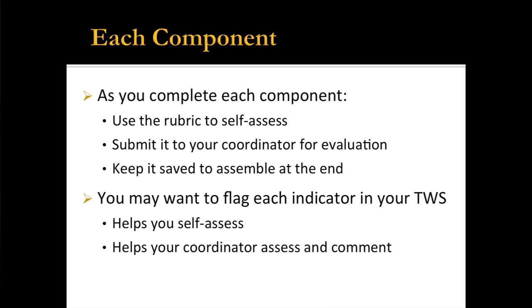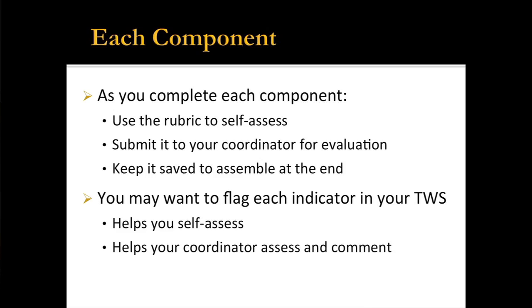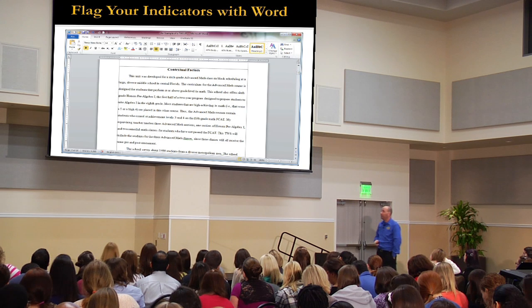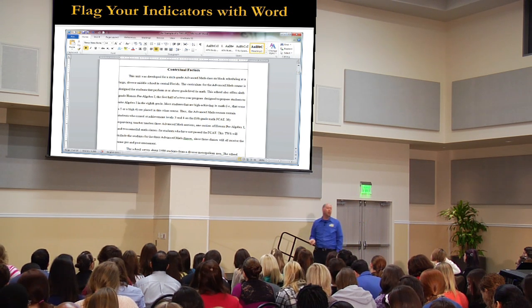For each bit, use the rubric to self-assess. Submit it to your coordinator for evaluation. Because just because you think you've done everything proficient doesn't necessarily mean that they think that. Wouldn't you like to know that before grades are due? Okay, I'm just saying. You might want to flag each indicator in your TWS to say, this is where I demonstrated indicator P2. Okay? You can do that in Microsoft Word pretty easily.